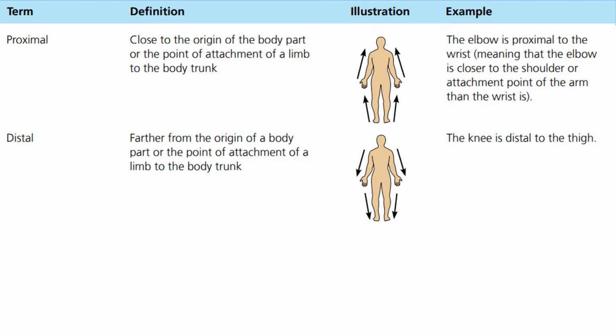Distal is the opposite of proximal, which means farther from the origin of a body part or point of attachment of a limb to the body trunk. So we say that the knee is distal to the thigh. We are moving away from the body part.